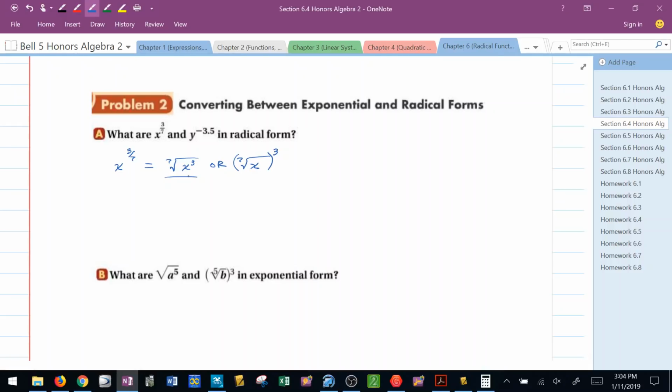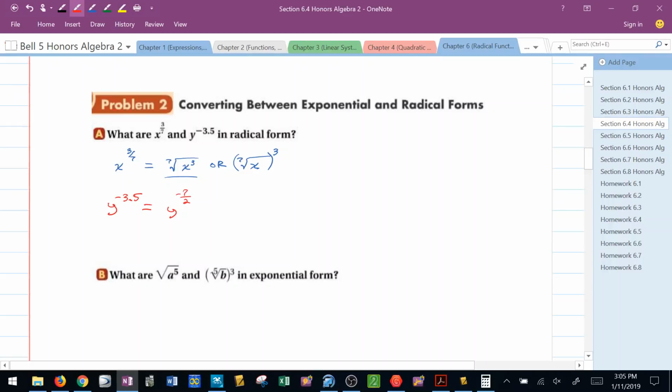Let's take a look at the next example here. The next example says y to the negative 3.5 power. Now, first off, I see two things that are unique here. We haven't looked at a decimal power, and we haven't really talked much about negative exponents, all right? But that's okay. I don't want to deal with a decimal. So I'm going to rewrite this as y to the negative 7/2 power, all right?